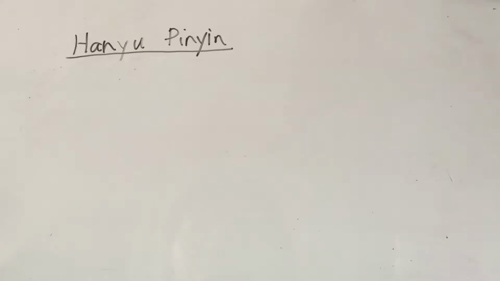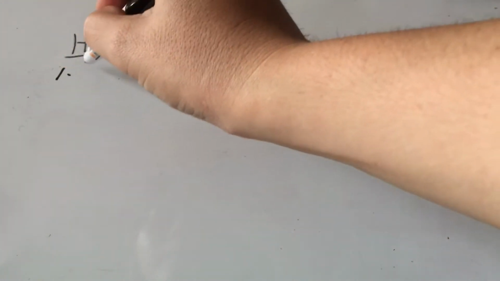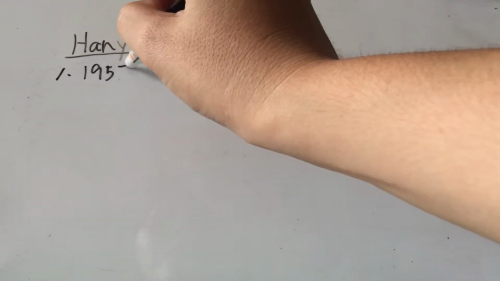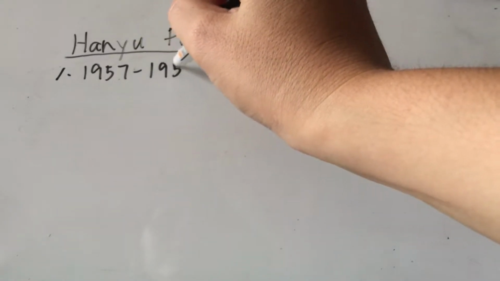Hi everyone, today we are going to talk about Hanyu Pinyin. And before we learn Hanyu Pinyin, let's get a general idea what is Hanyu Pinyin and why we have to learn it. First of all, Hanyu Pinyin was developed in China around the year 1957 to 1958.